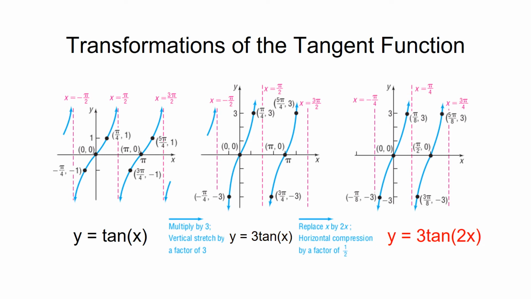Next, we perform a horizontal compression, where we replace x, the argument of the tangent function, with 2x. This causes the graph to be compressed so that the asymptotes are now at odd multiples of pi over 4.